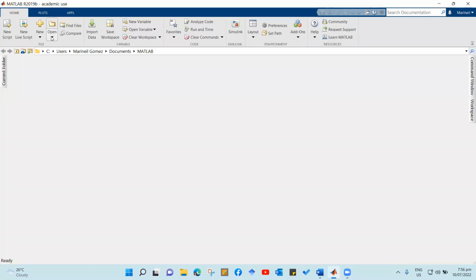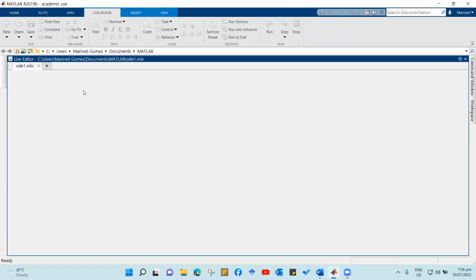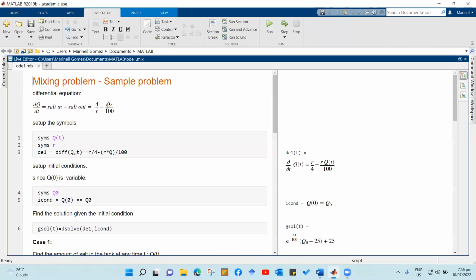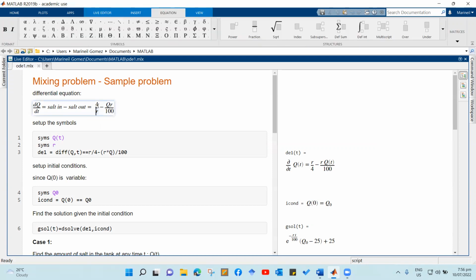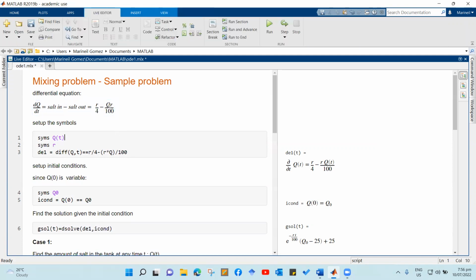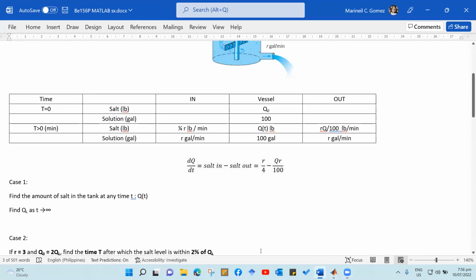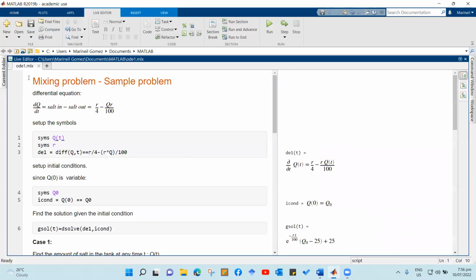I already prepared a live script for this one. Another mistake on this one: this is supposed to be R over 4. So this is R over 4, QR over 100, which is basically our equation here. So dq over dt, our differential equation, is equal to R over 4 minus QR over 100. I just put it here. So this is our mixing problem.